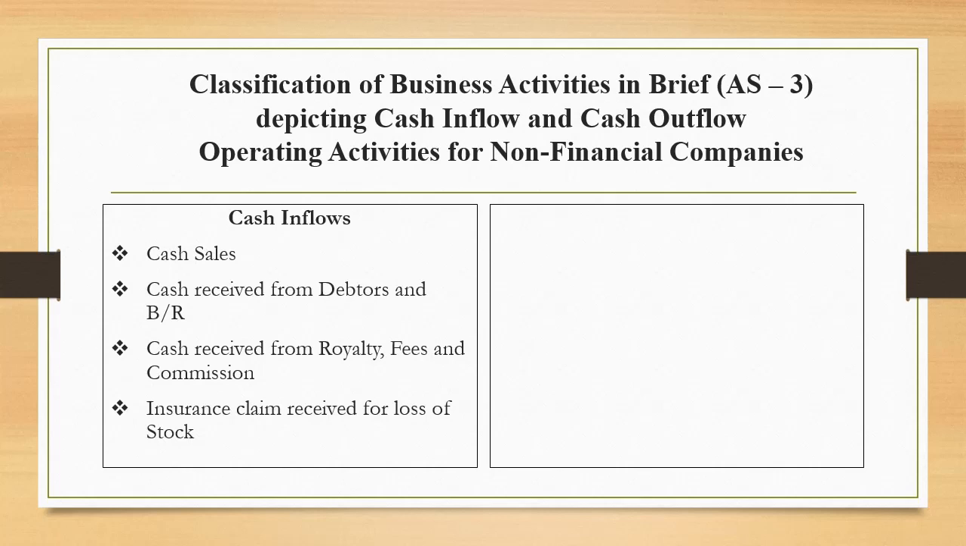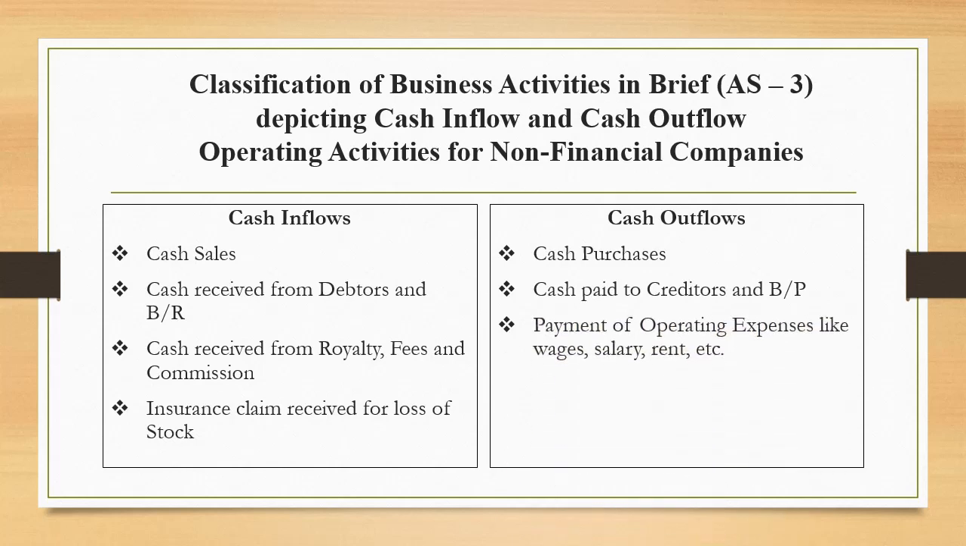Let us focus on the outflows. Cash purchases, cash paid to creditors and bills payable, payment of operating expenses like wages, salary, rent, etc. Taxes paid unless identified with investing or financing. We have just discussed this in the previous slides. If we have capital gain tax, that will be investing activity. If we have dividend tax, that is financing activity. But if we have paid some tax on the operating income, that is an outflow of cash of operating activity.